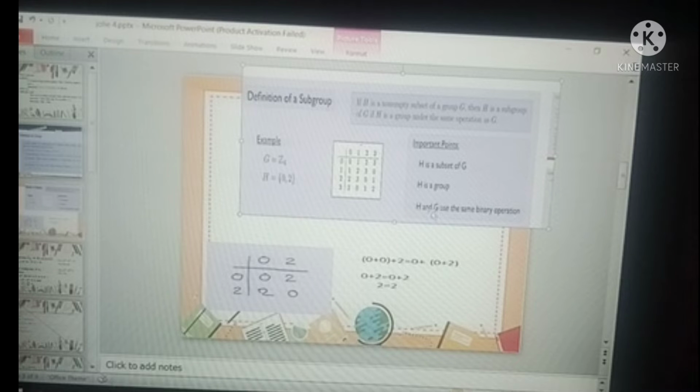H and G use the same binary operation. So what is the binary operation being used in this example? As I said a while ago, it is the addition as the binary operation used in this example. So meaning H and G use the same binary operation. Di ba plus siya? Kini nga Cayley table, the same na. 0 plus 0 equals 0. 0 plus 1 equals 1. Di ba addition siya? 0 plus 2 equals 2. 2 plus 2 equals 4, modulo 4, 0 siya. Same.